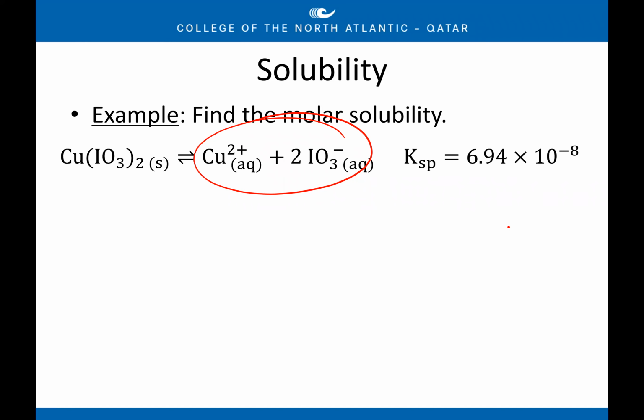This is literally as hard as the math can get in this course. Okay, so no solids. KSP, or just K, I don't care if you put the SP in there, is equal to the concentration of copper 2 plus times what we would call in chemistry the iodate ion.